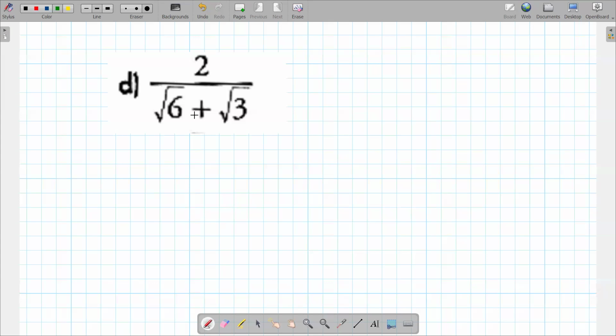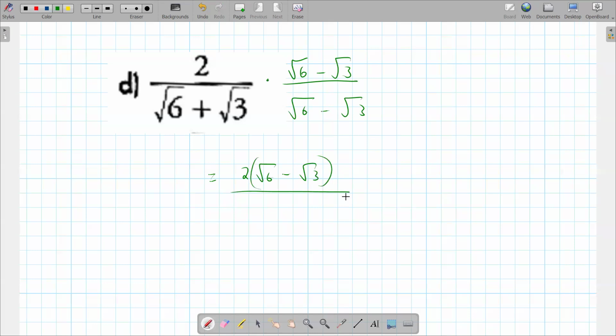What's the conjugate of root 6 plus root 3? Root 6 minus root 3. Exactly. So you have root 6 minus root 3. Same thing in the denominator. So in the numerator, you get 2 root 6 times 2 root 3. Or you can just leave the 2 outside. I don't know which one will be better. I'm going to leave it outside for now, just in case we cancel the 2 with the denominator.